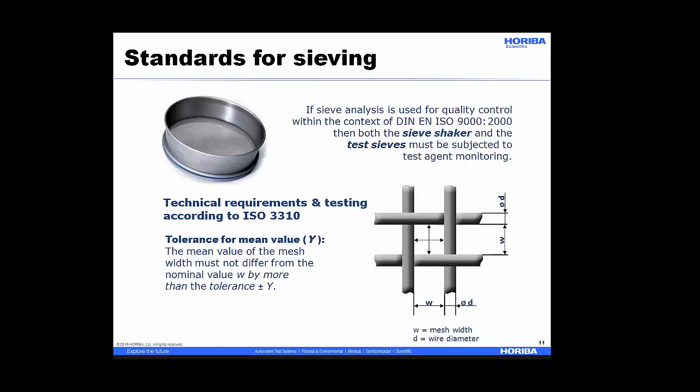So there are standards for sieving, and if you look at them, you're going to find out that you need to test both the sieve shaker and the sieves, and you have to monitor their performance. And so there are a few ways to do that. You can look at the sieves with a camera. You can test particles through the sieve. One thing to keep in mind as you look at these sieves is the tolerance on the mean size. So we have a mesh width W here, and that mesh width can vary by some amount within the same sieve.